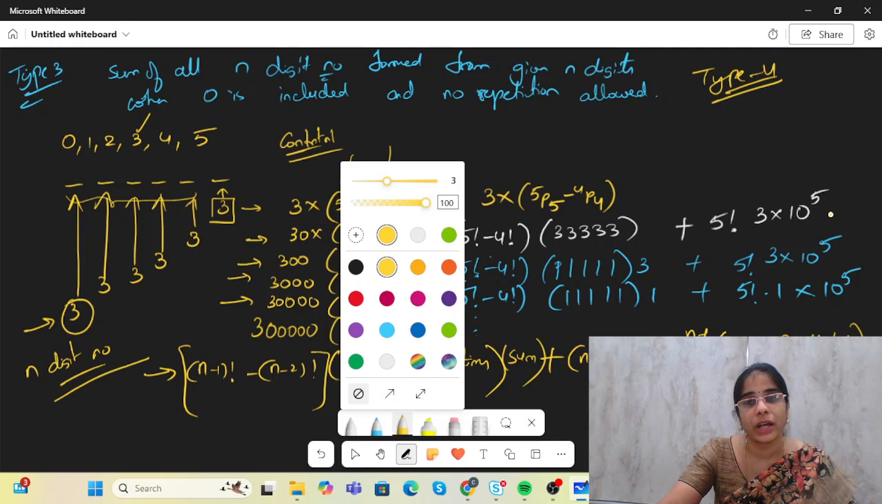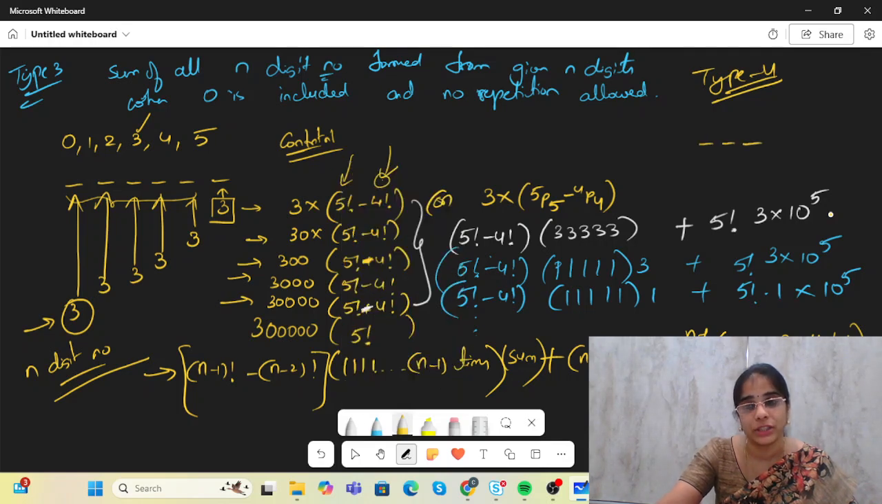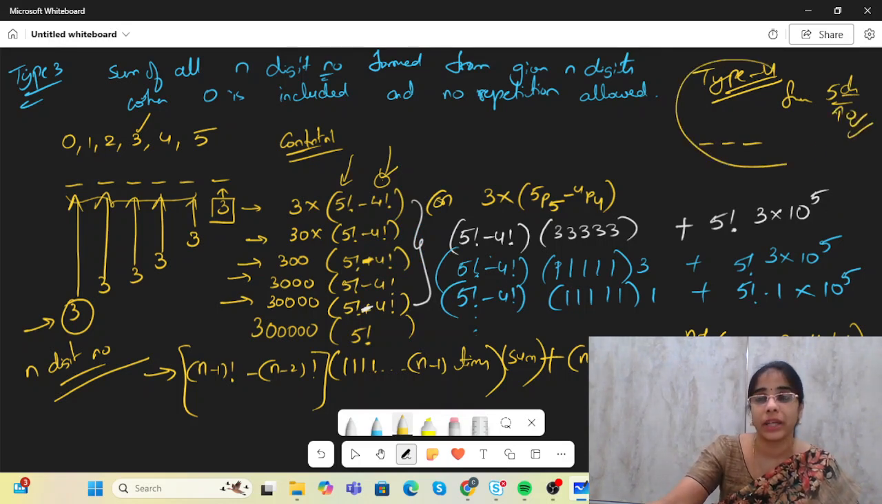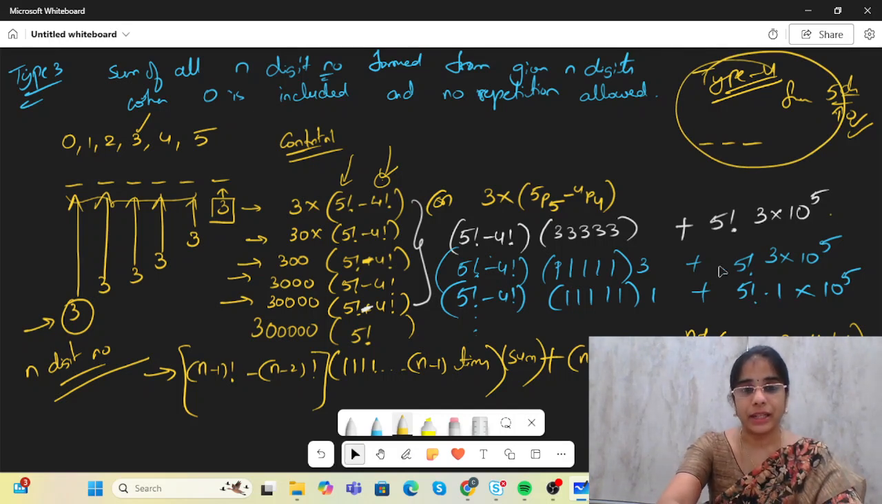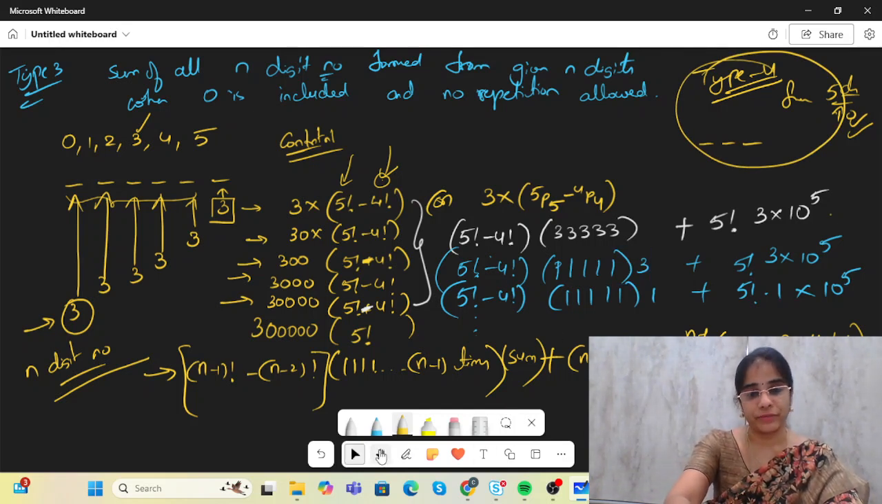Now type 4 is what I want you to check out and tell me. What is that type 4? I am trying to bring some 3 digits from some given 5 digits where 0 is included. You try out the type 4 and let me know your answer.